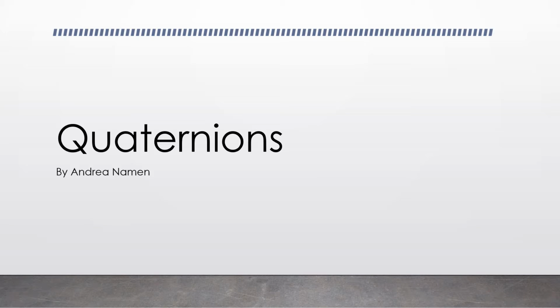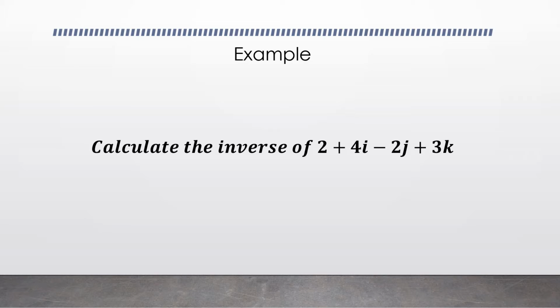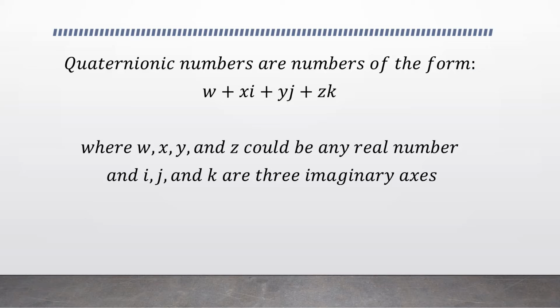Hi, my name is Andrea Neiman, and today we are going to calculate the inverse of 2 plus 4i minus 2j plus 3k. In order to calculate this, we need to know what quaternions are. Quaternionic numbers are numbers of the form w plus xi plus yj plus zk, where w, x, y, and z could be any real number, and i, j, and k are three imaginary axes.